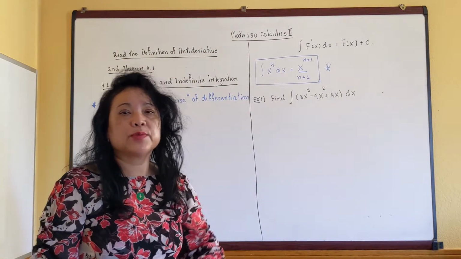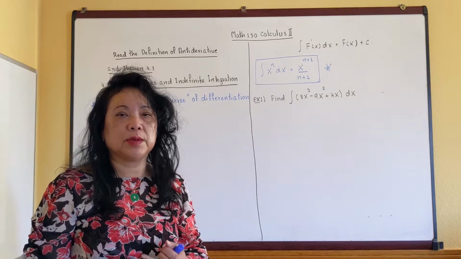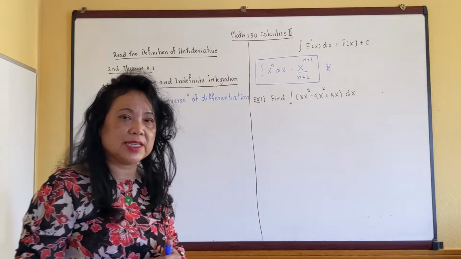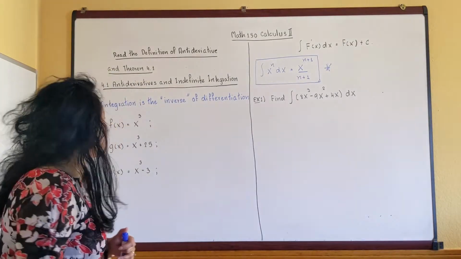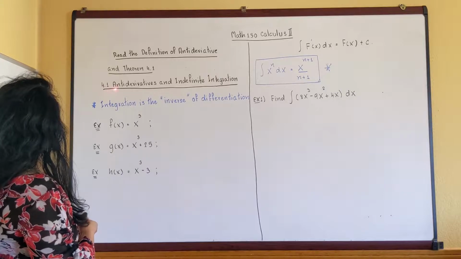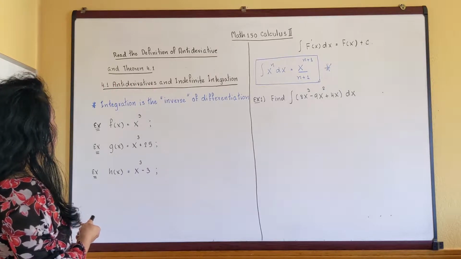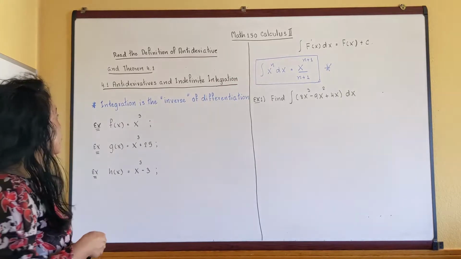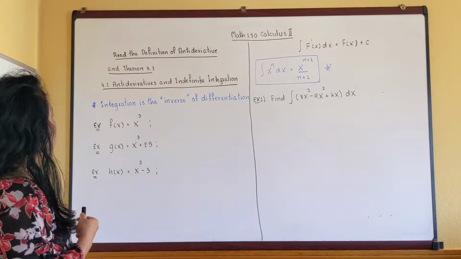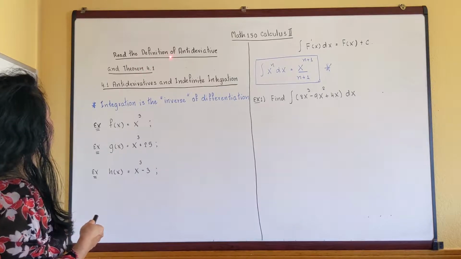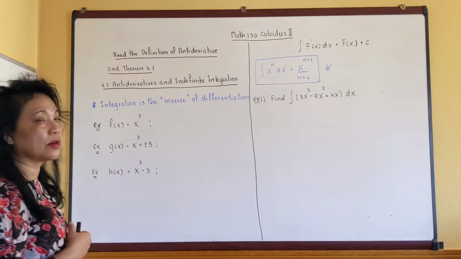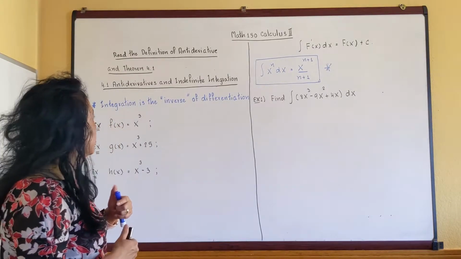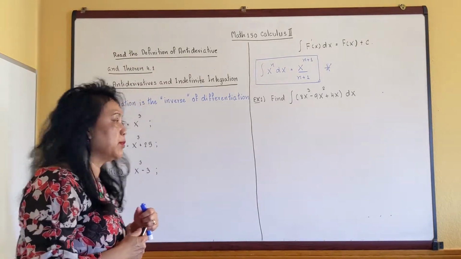Now we have 2 chapters left, chapter 4 and chapter 5, which is about 14 sections. So we should be able to finish it. Let's look at the first section of chapter 4, antiderivative and indefinite integral. Instead of writing down the theorem and the definition, please read the definition of antiderivative and theorem 4.1 yourself. I will explain the theorem and the definition as we do the examples.